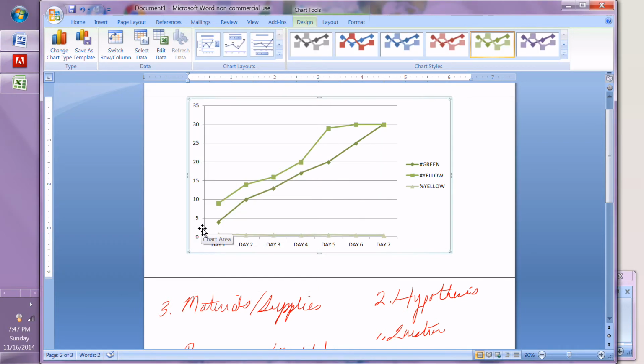And I like the line graphs the best. I think they are easier to read, and you want to pick one that represents your data really well. So you can see that the green was right here, the yellow was right here. They end up being the same in the light dish, and then your percent.